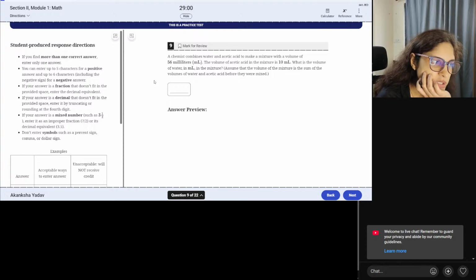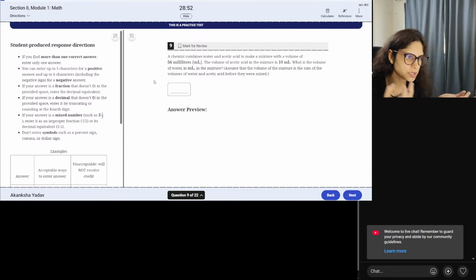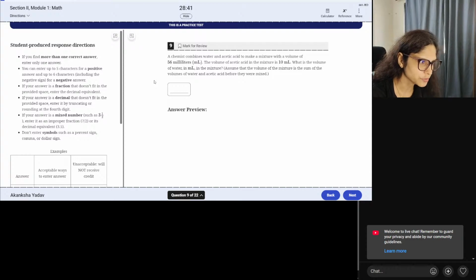So a chemist combines water and acetic acid to make a mixture with a volume of 56 milliliters. Okay, there's water, there's acetic acid. They're making a mixture. Volume is 56 milliliter. Volume of acetic acid in the mixture is 10 milliliter. What is the volume of water?